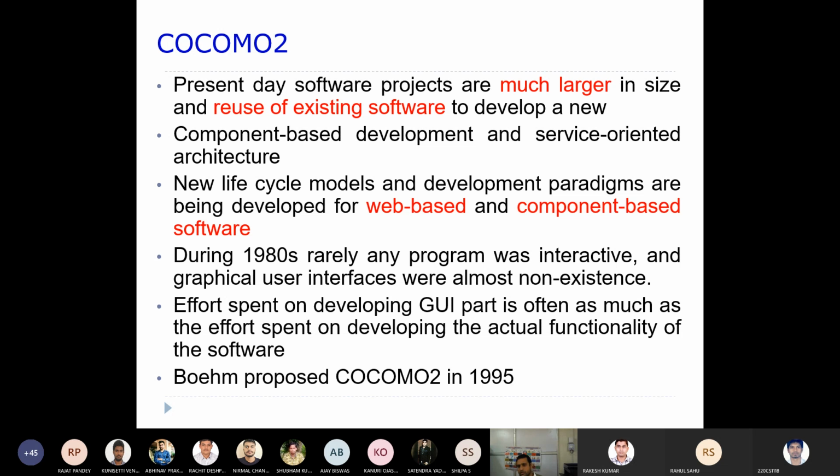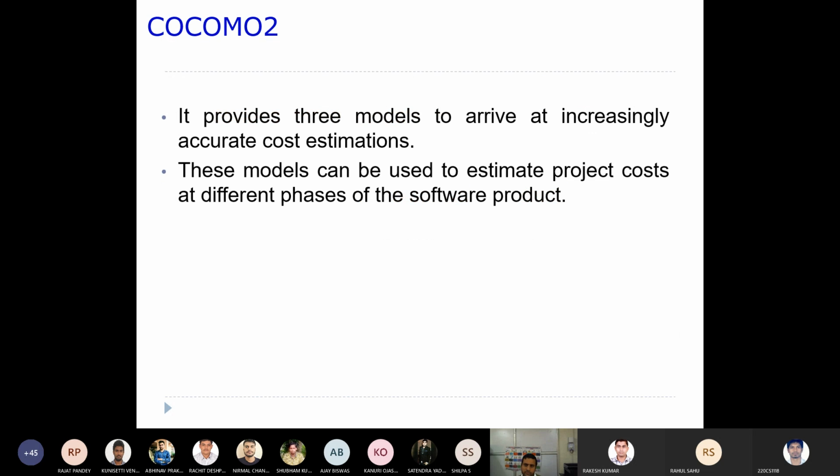Boehm proposed COCOMO 2 in 1995, considering GUI things as an important part of software development. It provides three models to arrive at increasingly accurate cost estimation. We'll talk about those. By using these three models, Boehm was able to give us better cost estimations. These models can be used to estimate project costs at different phases of the software product.